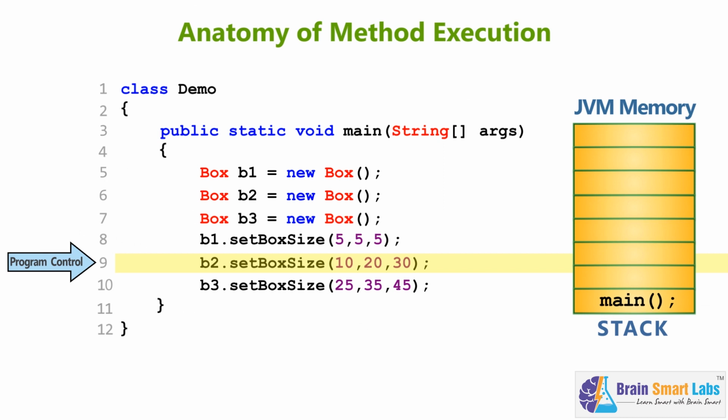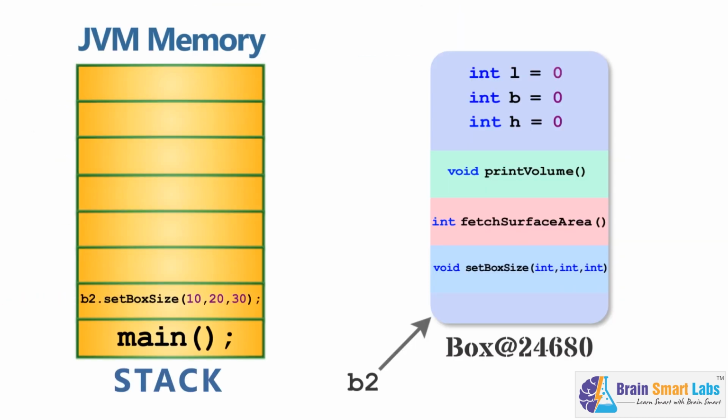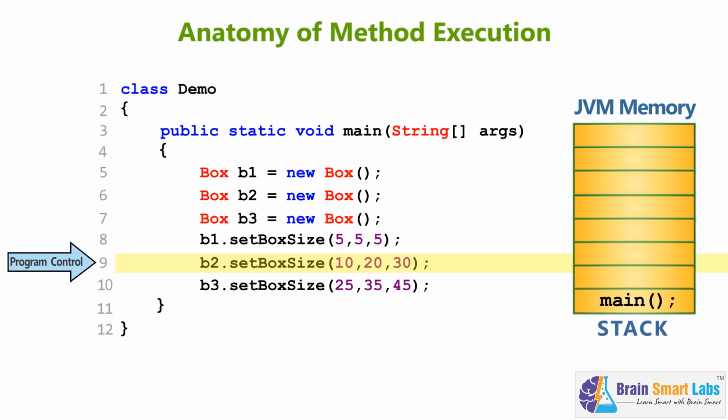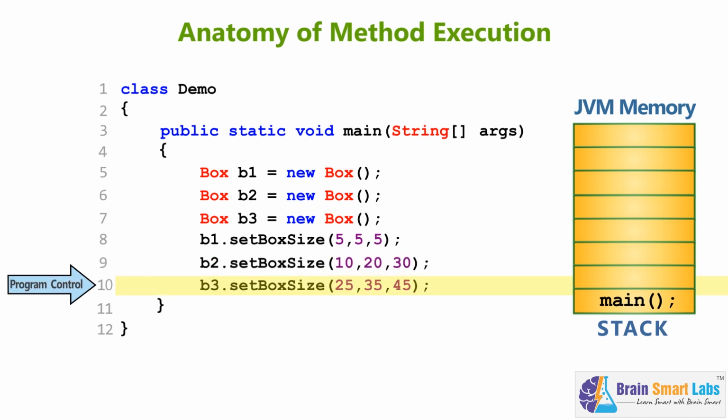b2.setBoxSize 10, 20, 30 will now get loaded on top of the stack. The method when executed changes the dimensions of our B2 object alone to numerical values 10, 20 and 30. Once the method is completely executed, it now gets removed from the top of the stack. This will allow the JVM to focus on main for it to move the program control to line number 10.